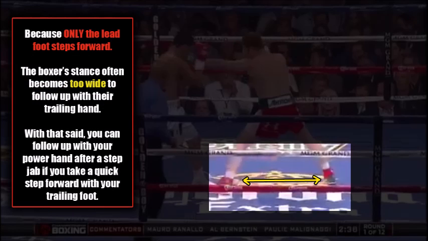Because only the lead foot steps forward, the boxer's stance often becomes too wide to actually follow up with their trailing hand. With that said, of course you can follow up with your power hand after a step jab if you take a quick step forward with your trailing foot.